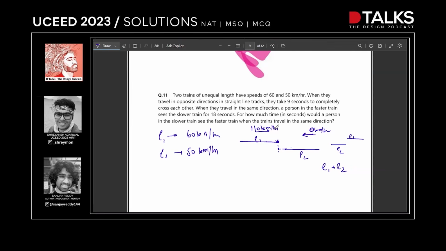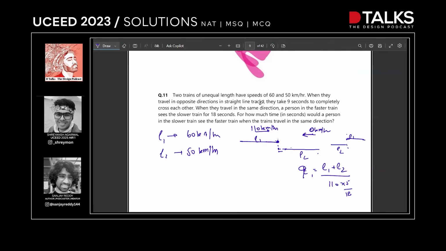So this is 110 kilometers per hour, and you are traveling the entire distance of L2 and also the entire distance of L1 to reach this particular state. So that's L1 plus L2, the total distance. So time taken would be L1 plus L2 divided by 110 kilometers per hour, which is 9 seconds. I'm going to convert this to meters per second, 5 by 18. This is in meters per second now. This is 9 seconds.